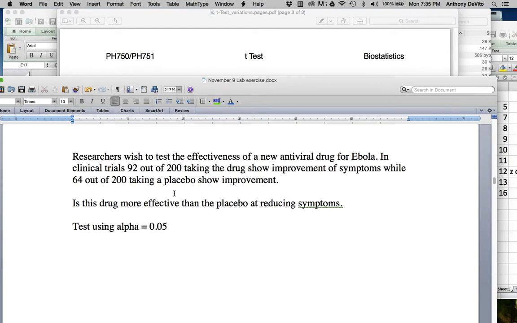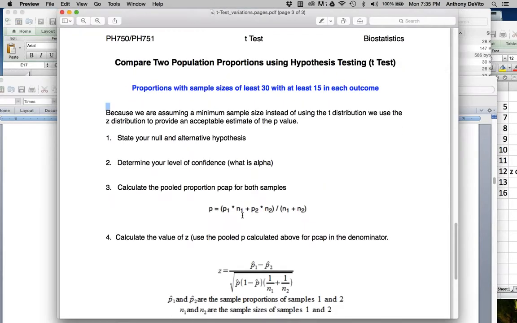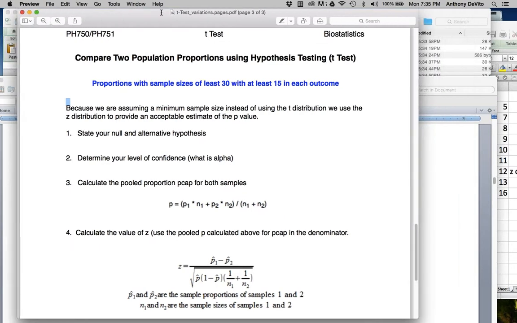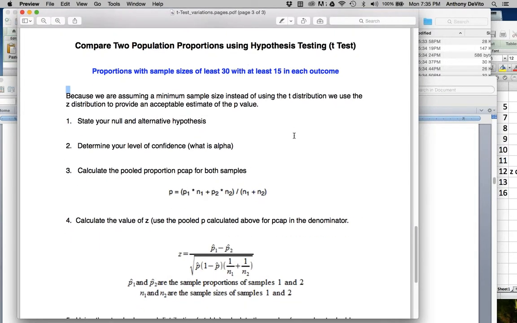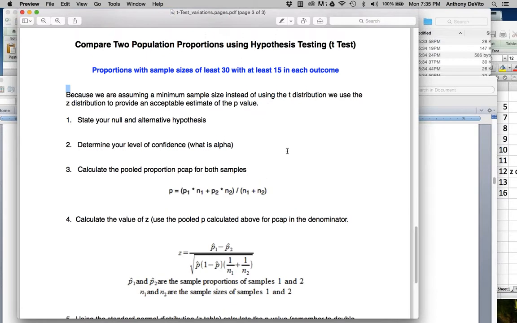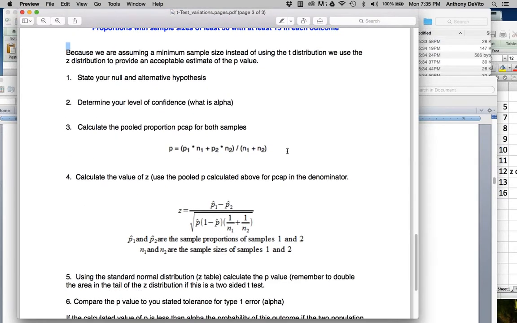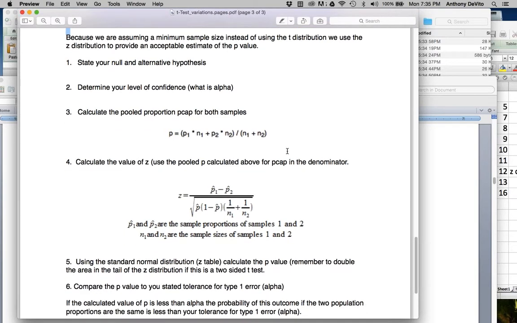Now, that's not often the case, though. A lot of times, we're going to be comparing one sample from one population to a sample from a second population, right? That's analogous to our two independent samples that we were working with when we were working with the means just now. Okay, so let's take a look at that. What formula are we going to use for that? Well, populations with sample sizes of at least 30 and at least 15 in each outcome. Okay, two population proportions.